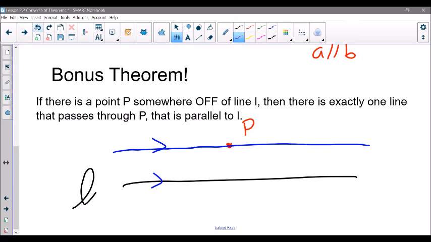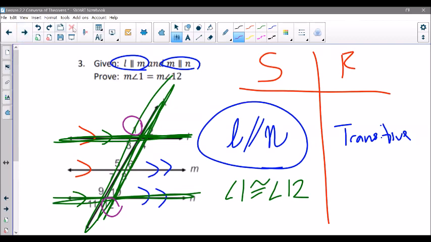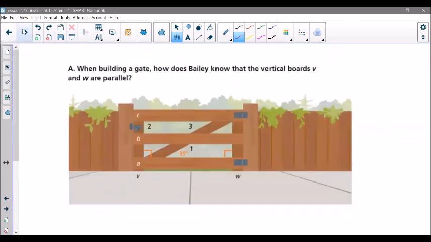And then also we could say the same thing, except instead of parallel, we could say perpendicular if we wanted to. So this theorem holds true for parallel lines and perpendicular lines. So if you have some point P anywhere off of line L, you can only draw one line through point P that is parallel to L. It's really all that one's saying. That was the homework problem we did earlier.